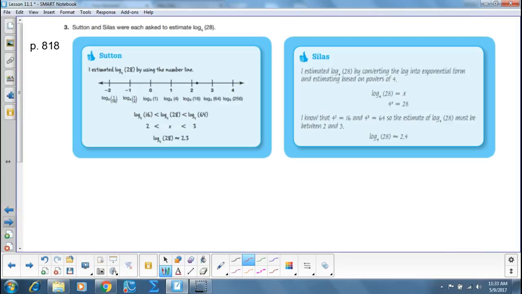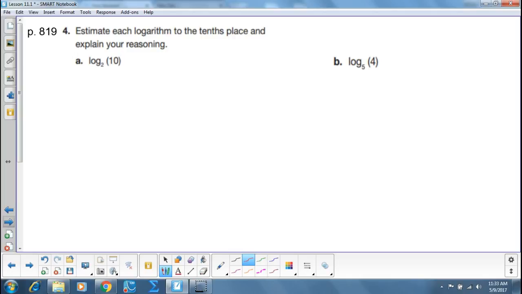What I'd like you to do now is, well, here, Silas and Sutton were estimating log base 4 of 28. Sutton did it the way that I just showed you. Silas did it by looking at the powers, so he's looking at 28 between 16 and 64. Again, done the exact same way. What I would like you to do now is on page 819, let's do A together and then you guys can do B, C, and D.